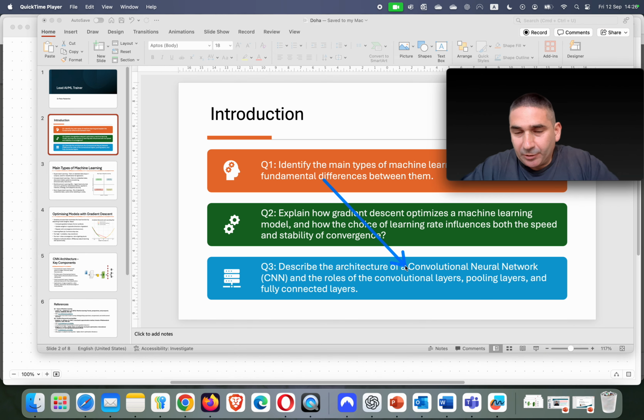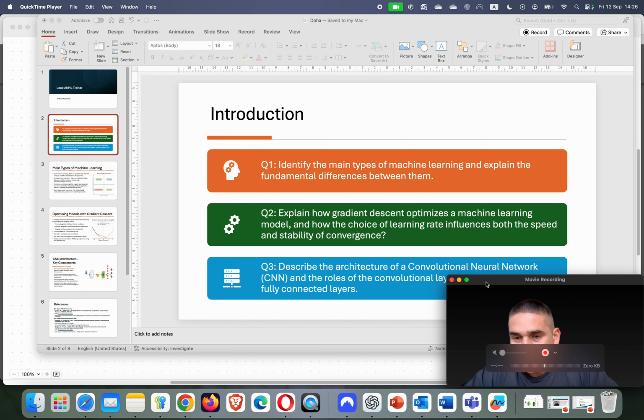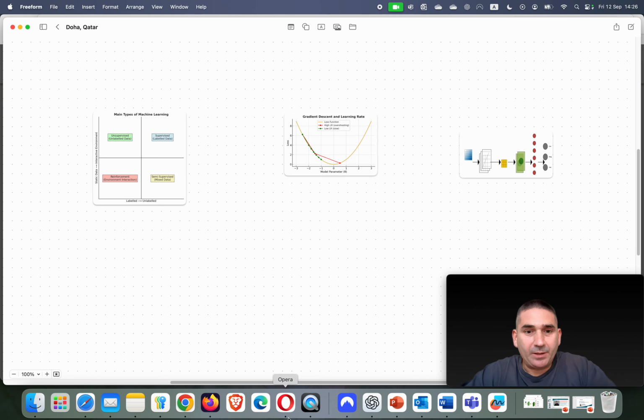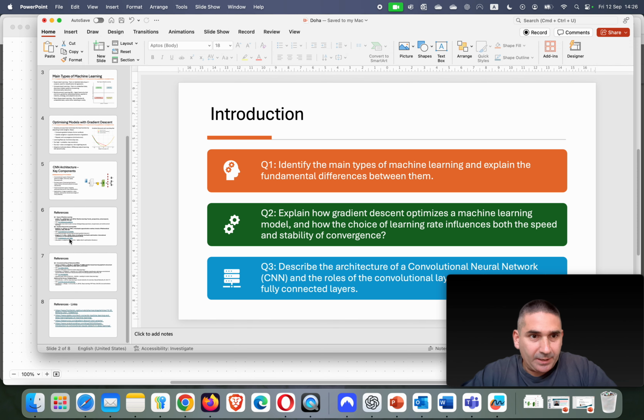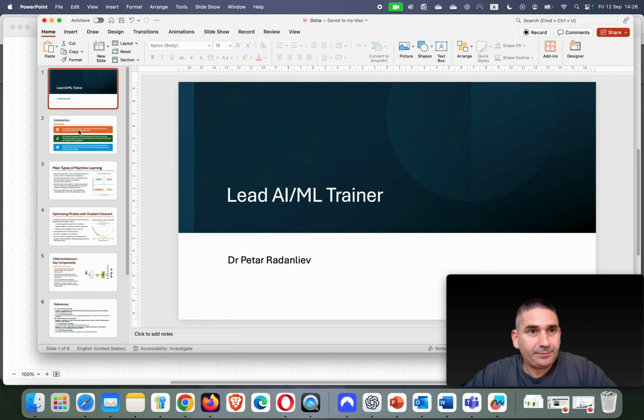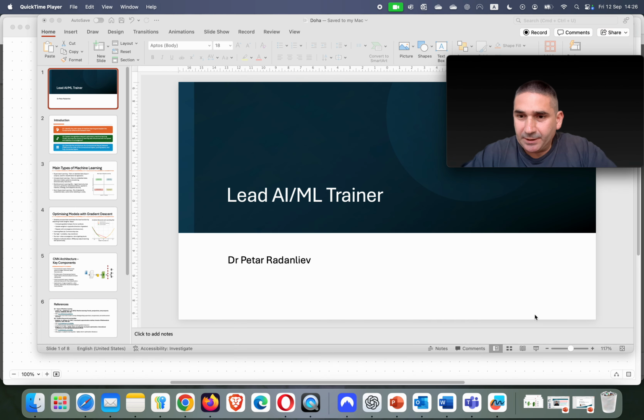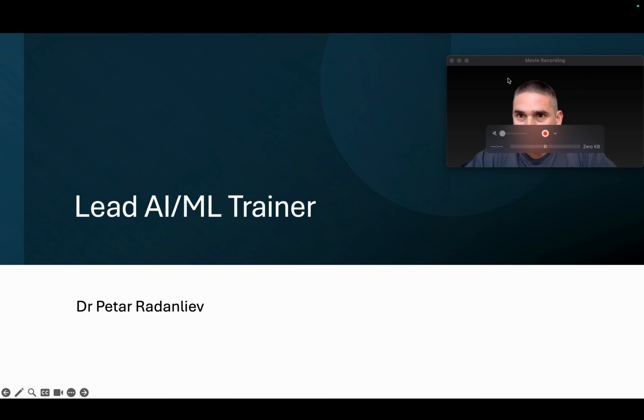And the roles of the convolutional layers, the pooling layers and the fully connected layers. For this video, we're going to use, as I said, PowerPoint slides, but also we have a whiteboard. And all the references are in the list of references here. Let me maximize this into the full mode.